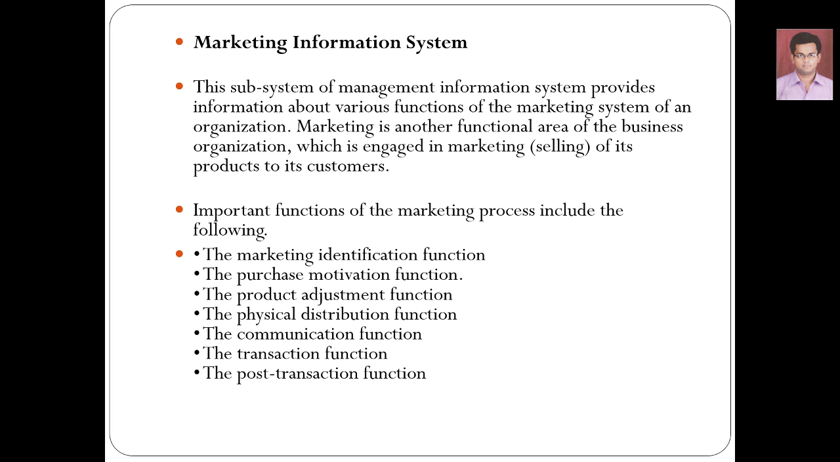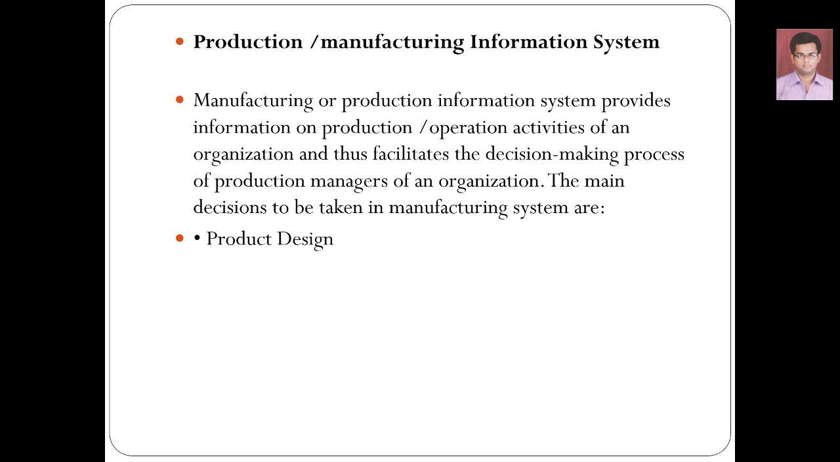Marketing information system. This subsystem of management information system provides information about various functions of the marketing system of an organization. Marketing is another functional area of the business organization which is engaged in marketing or selling of its products to its end users or customers. Important functions that a marketing process includes are the following: the marketing identification function, the purchase motivation function, the product adjustment function, the physical distribution function, the communication function, the transaction function, and the post-transaction function.